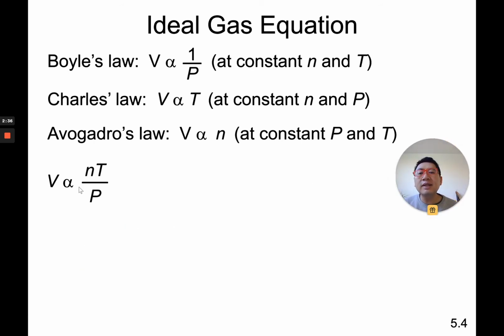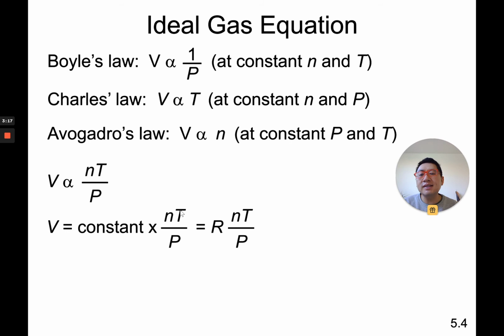What does proportional mean? That means it's equal to a constant times that thing. If I say A is proportional to B, that means A is equal to some sort of constant times B. If I say X is proportional to Y, that means X is equal to some constant times Y. Maybe you've seen something like y equals mx plus b in math. But V is proportional to nT over P, so V is equal to some constant times nT over P.